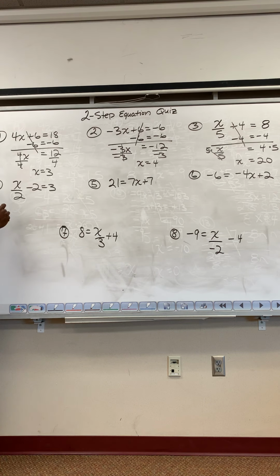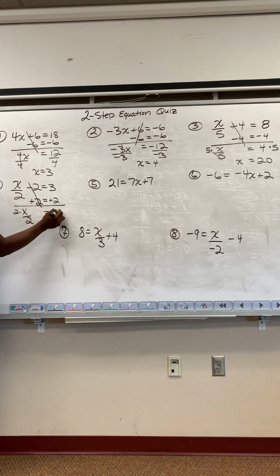Over here, number 4, we're going to add 2 to both sides. That becomes 0, and that's going to leave us with x divided by 2 is equal to 5. We can multiply both sides by 2. That leaves us with 1x is equal to 10. Don't need the 1.